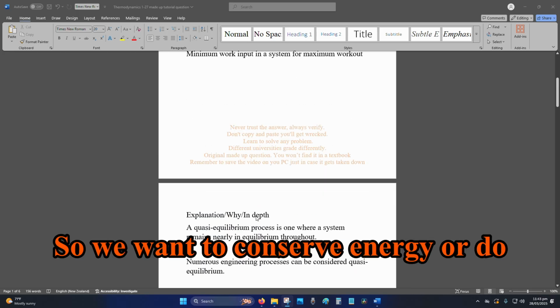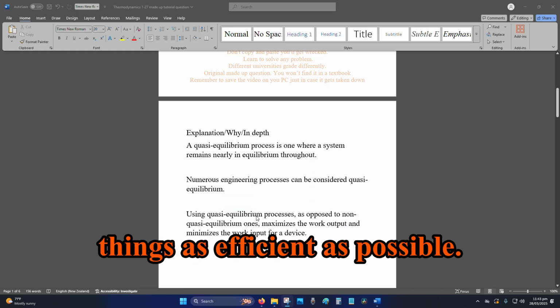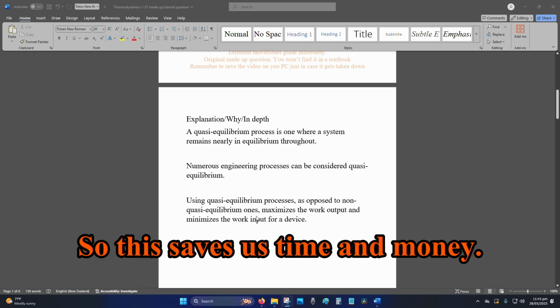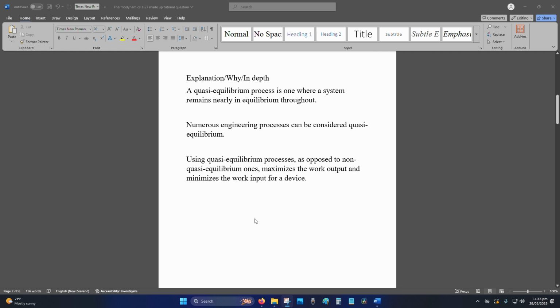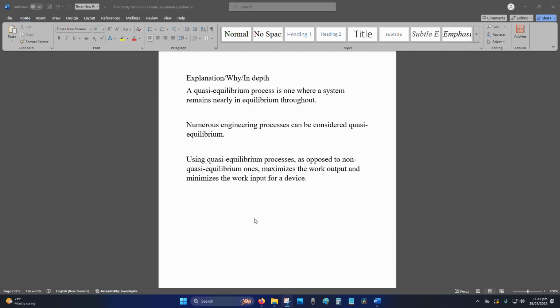So that's the opposite. We want to have the minimum work input for the maximum output. So we want to conserve energy or do things as efficiently as possible. So this saves us time and money. That's really what it comes down to. Also saves energy as well.